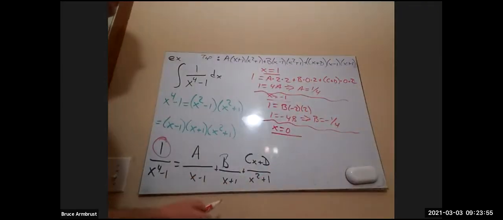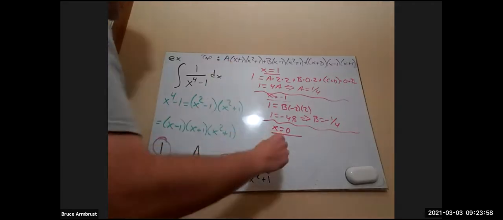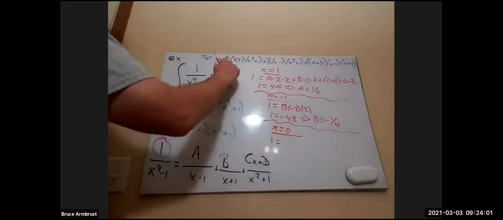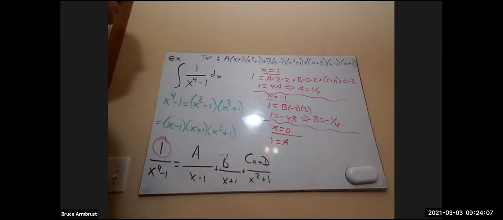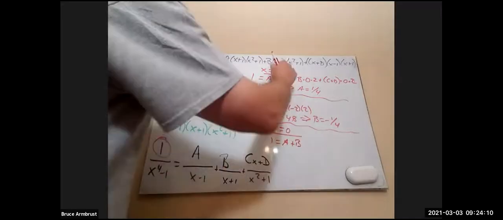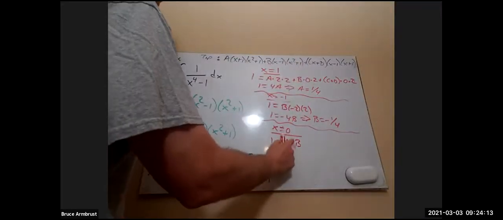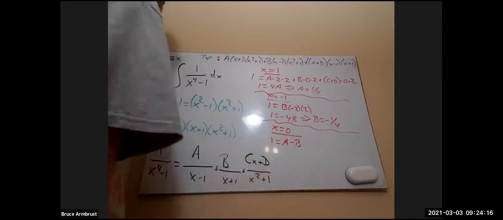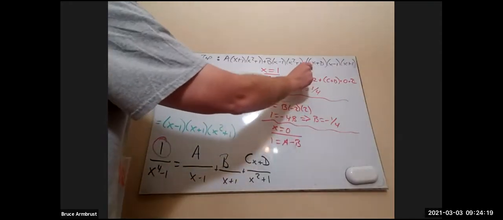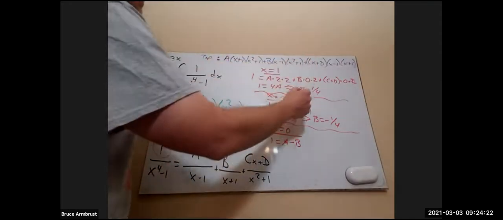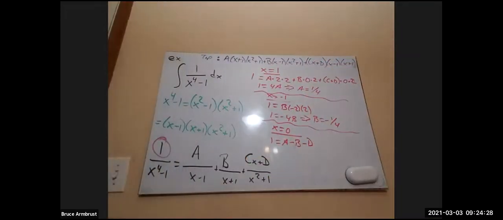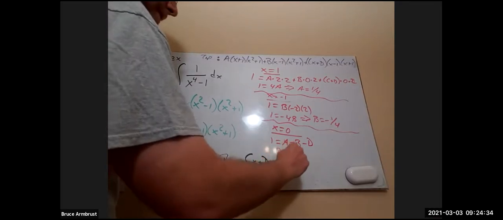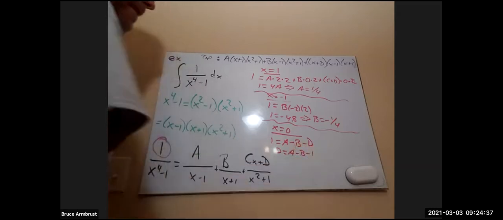All right, well, if we let x equal 0, that's going to give us 1 equals a times 1 times 1, that's a. And then I'm going to get b times -1 times 1, so that's minus b. The cx, well, if x is 0, c goes away. So I get d times -1 times +1, which is -1d. So d is going to equal a minus b minus 1.